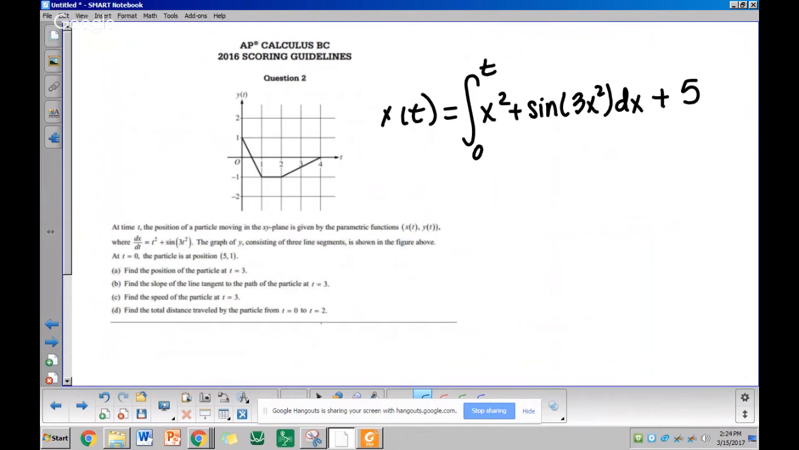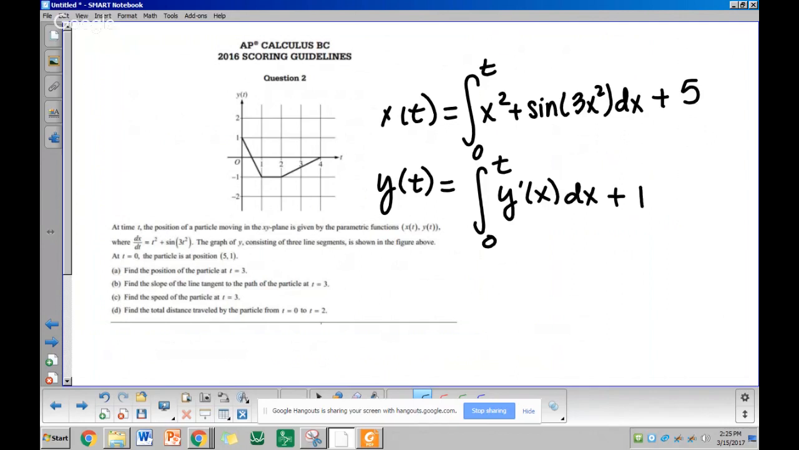What would my y function be? The integral from 0 to t, and I'm going to put dy/dt here because I don't know whatever this is. Or should we say, let's put y prime of x. Would that be better? dx plus 1, good. Find the position at time equals 3. What do they want you to do?